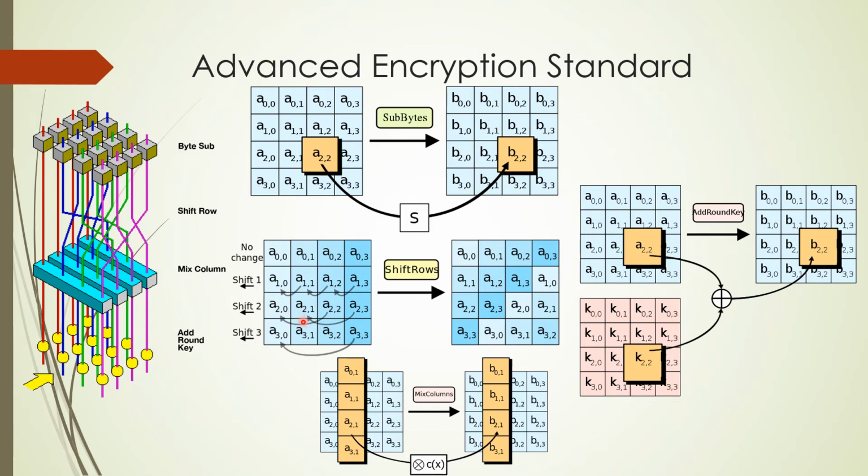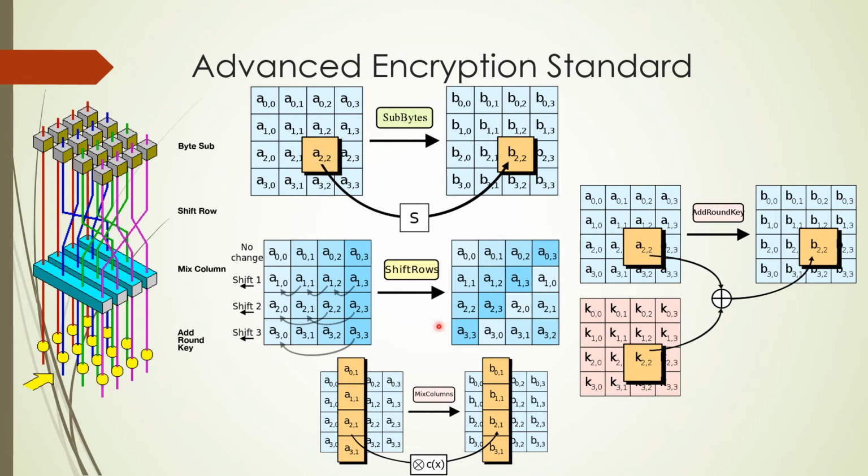The third row will be shifted 2 bytes to the left, and the fourth row will be shifted 3 bytes to the left. So A33 will be placed here, A32 will be placed here, A31 will be placed here, and A30 will be placed here. So it's a shift to the left, but it is not a very simple shift left. It's a shift left, and it rotates if you reach the end of the matrix.